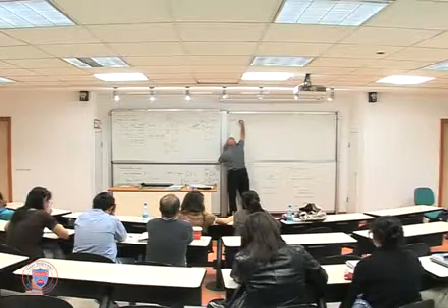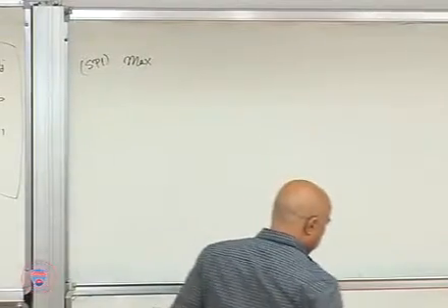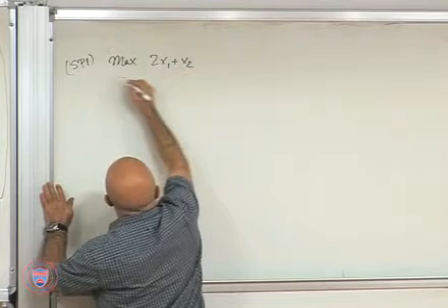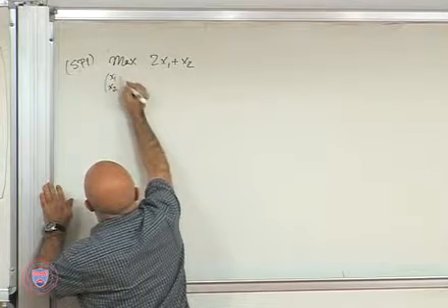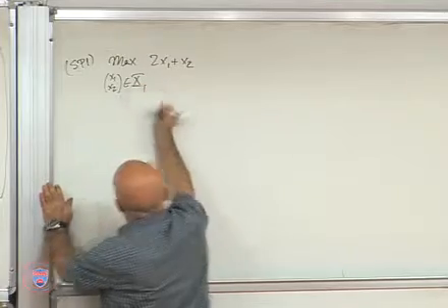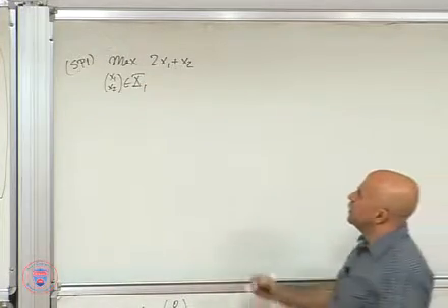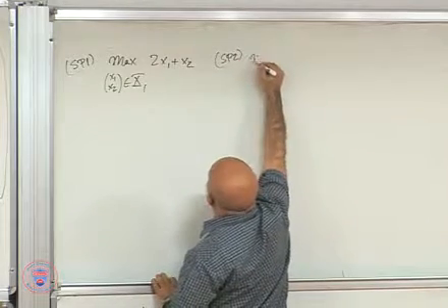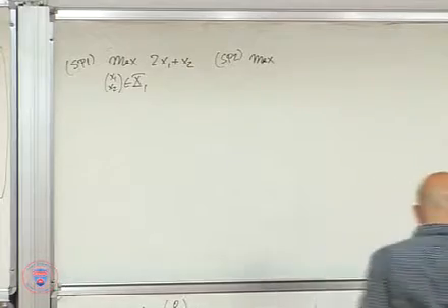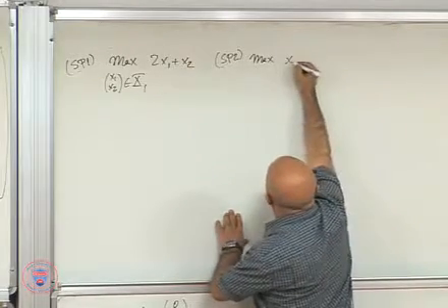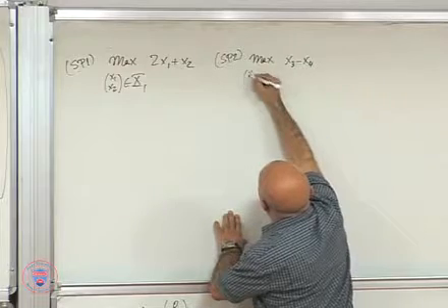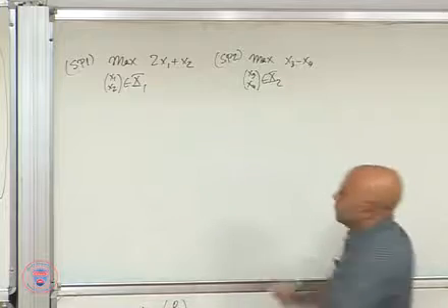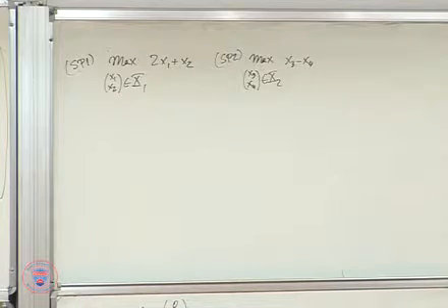You're simply maximizing 2x1 plus x2, where x1 and x2 are taken from the first feasible set, capital X1. And the second subproblem, you're maximizing x3 minus x4, where the two variables come from X2. Okay.